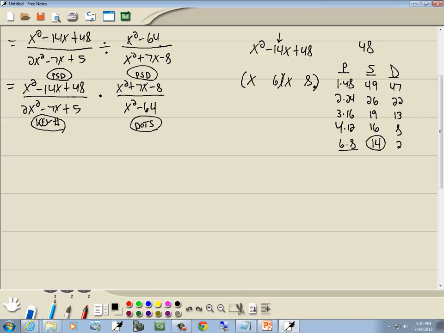Now our larger number in the P column that we're using, which is the 8, will always be the same sign as the middle term, which is negative. The number I circled in the S column, S for same sign, so if the 8 is negative, then the 6 is negative. So this is step 1. This becomes x minus 6 times x minus 8.